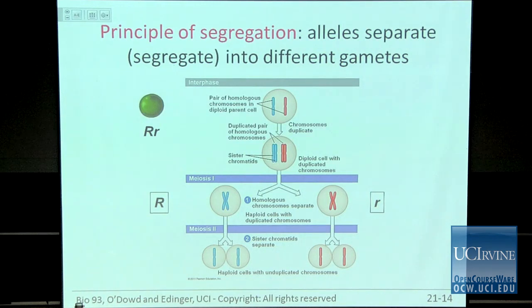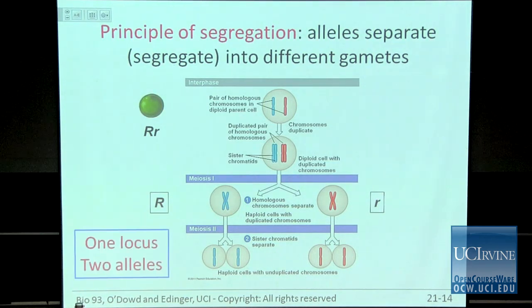The way that I help myself separate, in my mind, the principle of segregation and the principle of independent assortment is that the principle of segregation is talking about one genetic locus. It's talking about the two alleles at one locus separating or segregating into different gametes. When we get to independent assortment, we'll talk about how it's different. So for the principle of segregation, it's one locus, two alleles separating into separate gametes.